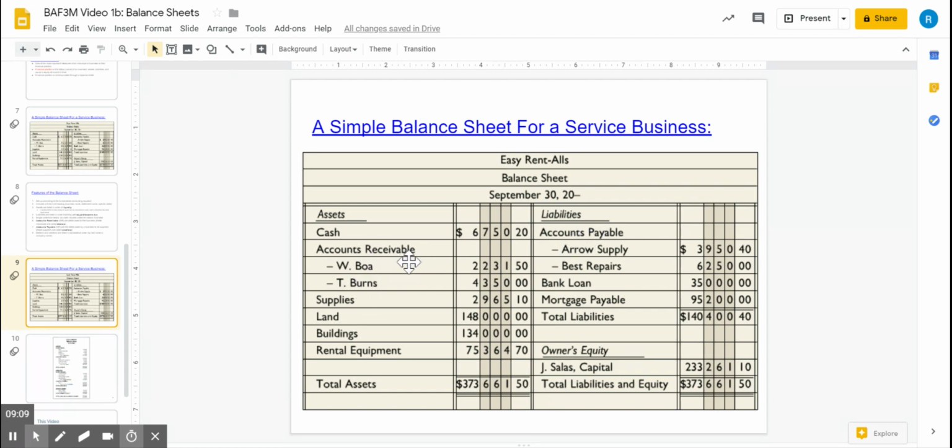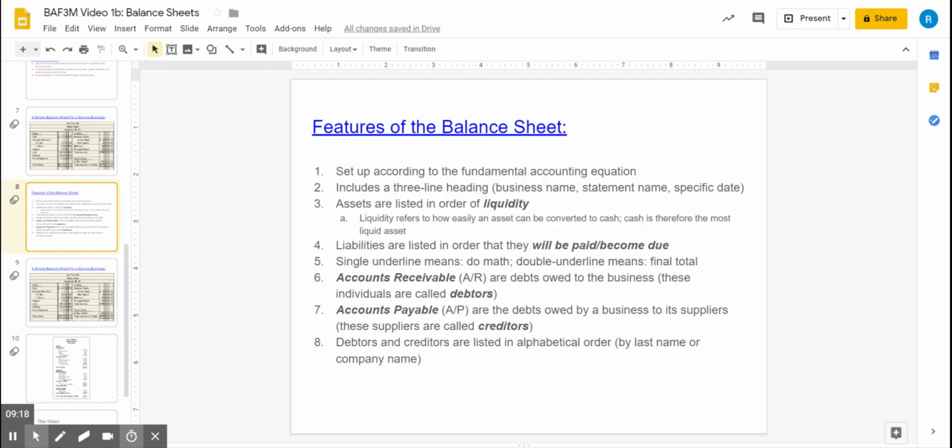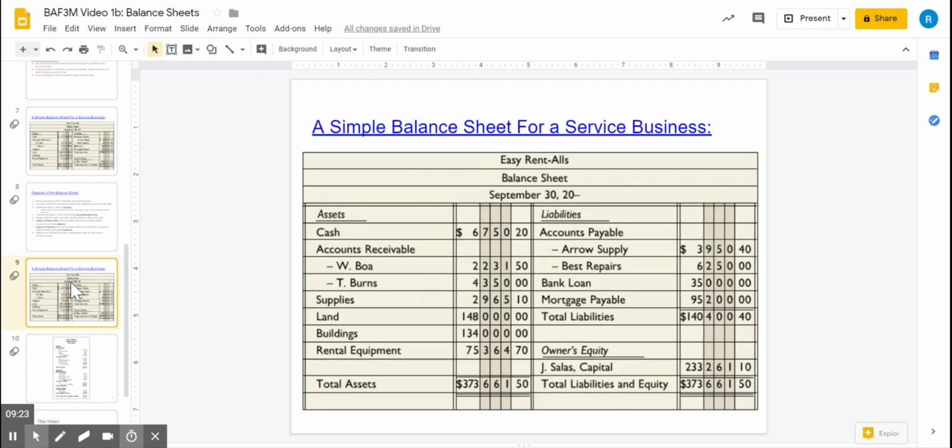But what order do we put these in when we list them? If you were just given all of these numbers and you had to actually make a balance sheet, you'd have to know what order to list the assets in. The answer for assets is you list them in order of liquidity. Liquidity is how easily an asset can be converted to cash. And cash is already cash, so that's why cash always goes at the top of assets.